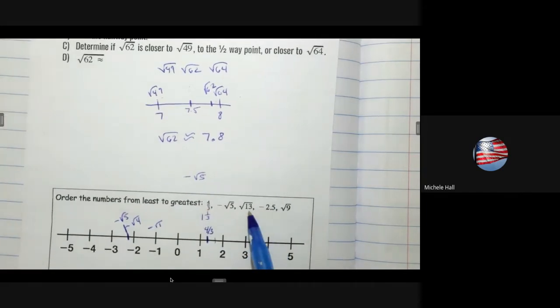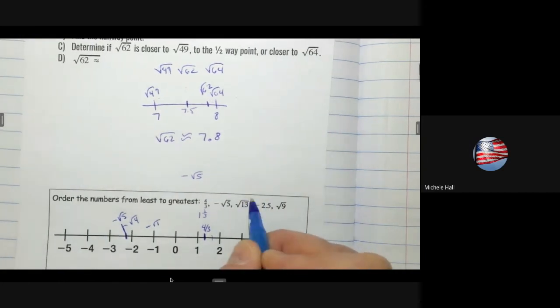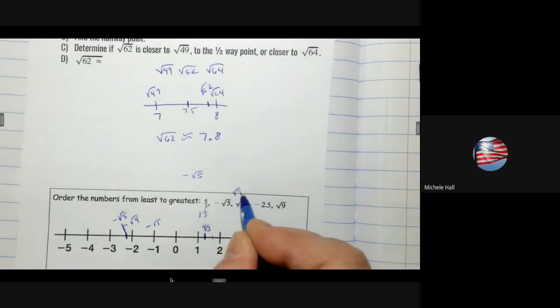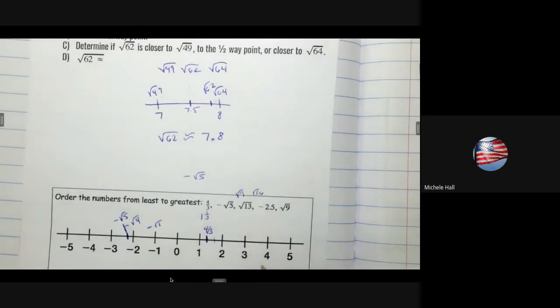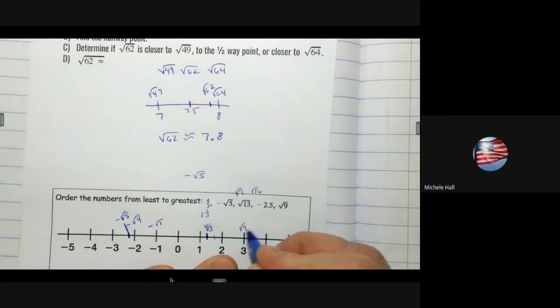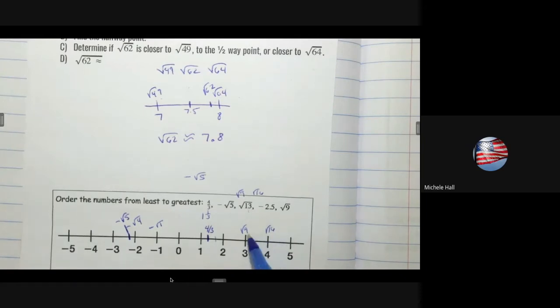The square root of 13. Well, what is the perfect square before and after 13? We have, let's see, 3 times 3 is 9. And then 4 times 4 is 16. So we're between 3 and 4. Here's the square root of 9. Here's the square root of 16. The square root of 13, where does it fall in here? Because we have the square root of 9, 10, 11, 12, 13, 14, 15, and then 16.